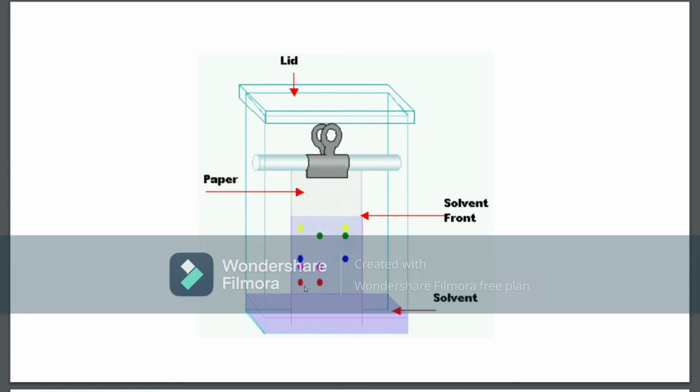So make sure that these application points should not dip into this solvent mixture. They should be at least 1 centimeter above the solvent mixture. This is the mixture of amino acids. These are the known amino acids. Any amino acid we can take, and by calculating the RF value, we can identify these spots.